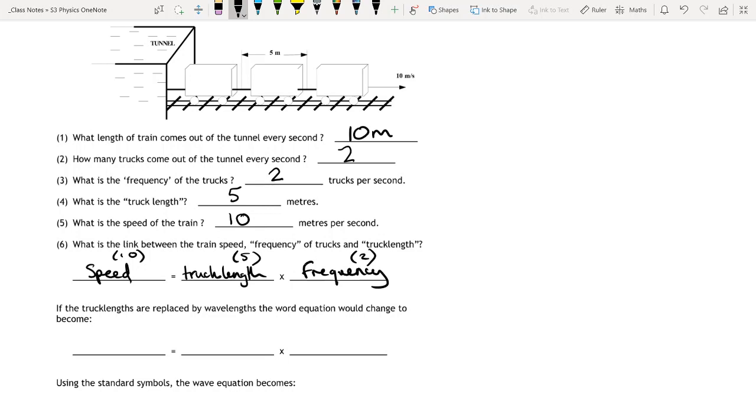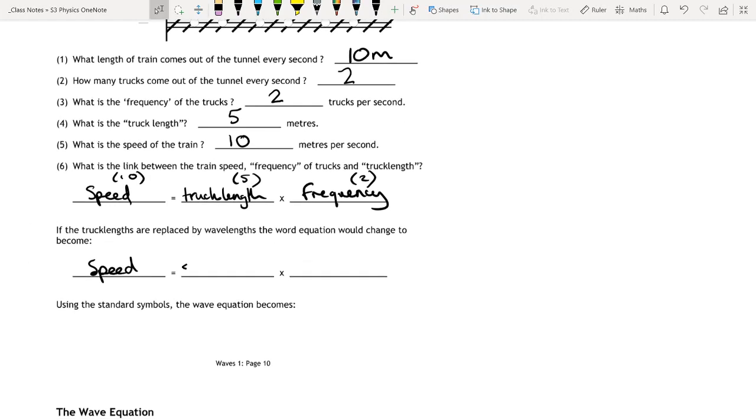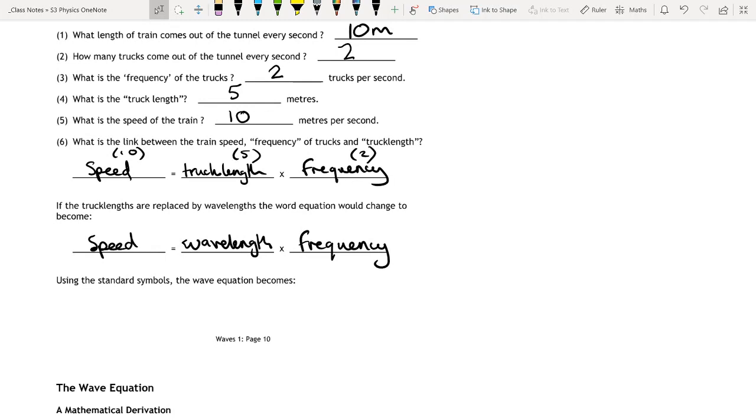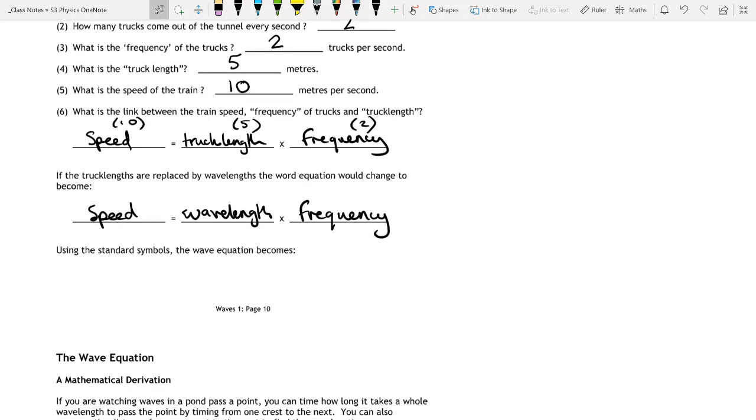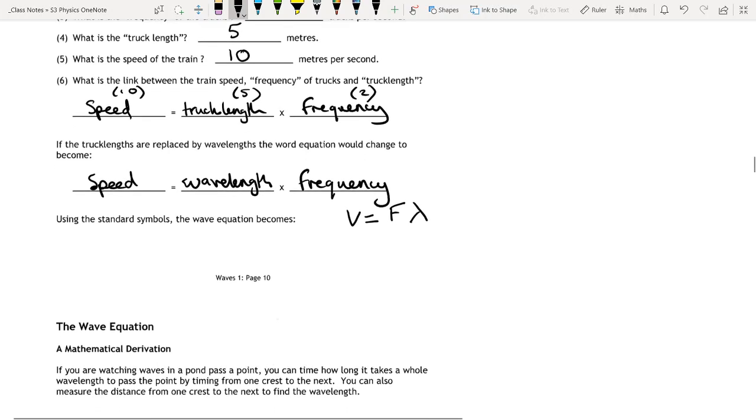Okay, so that's an analogy, but if we replace the truck length by wavelength, we can rewrite the equation by saying the speed of a wave is the wavelength times the frequency. And that's quite a lot to write down if you're doing a calculation. So the shorthand way of writing that, using the symbols, is V for speed, F for frequency, and lambda for wavelength. That's like an upside down Y.